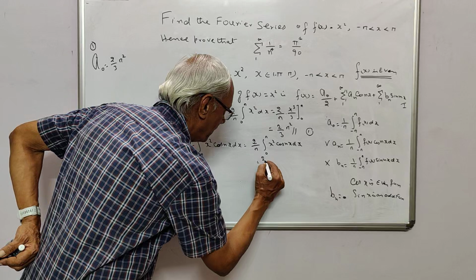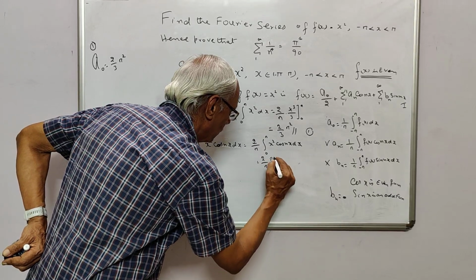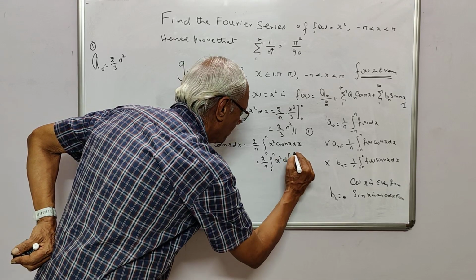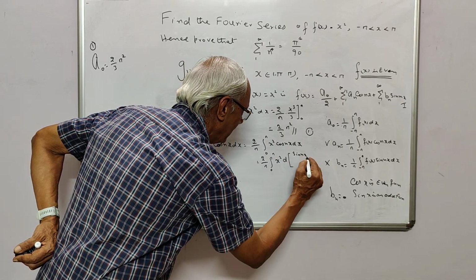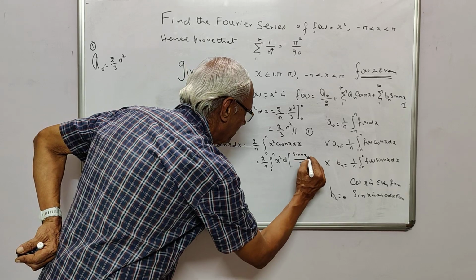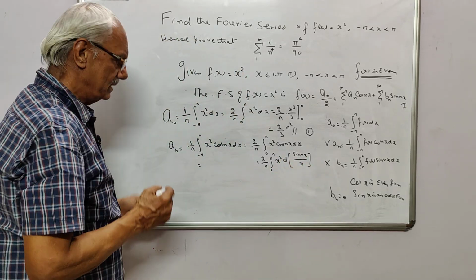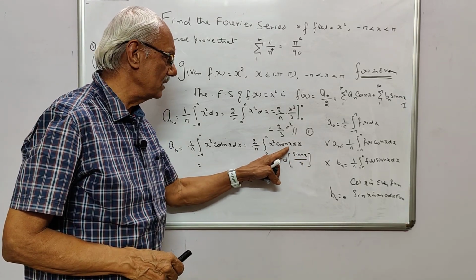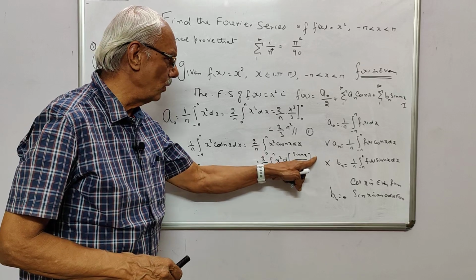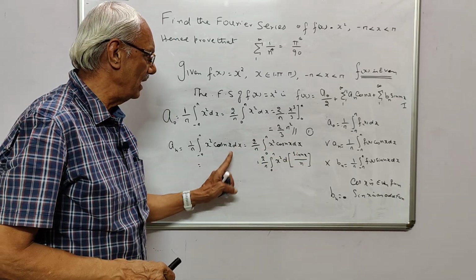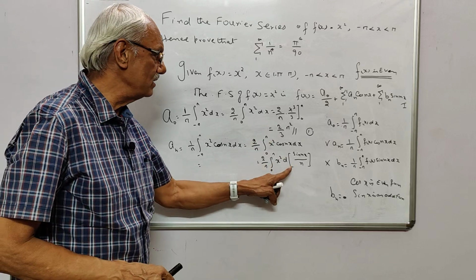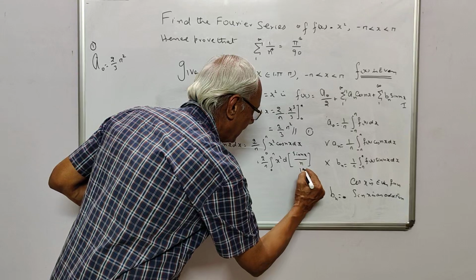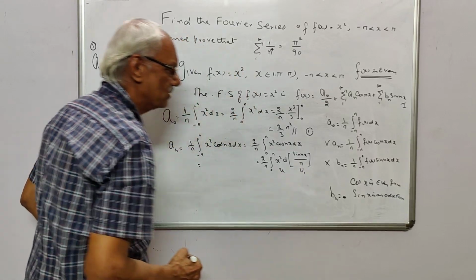That is 2 by pi, 0 to pi, x squared d of sine nx divided by n. Now you take the differential. D of sine nx is cos nx into n, but n and n will go off, giving you cos of nx dx. So I will identify this as my v1 and this is my u.